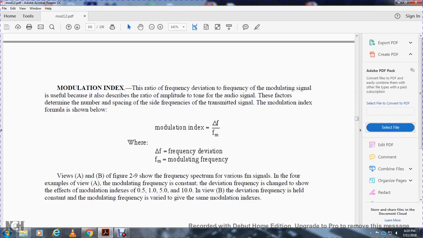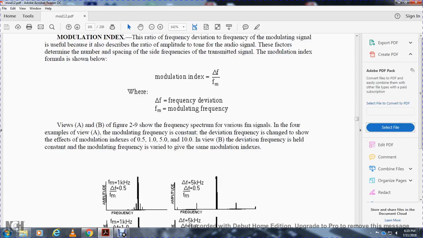Views A and B of figure 2.9 show the frequency spectrum varying with the signal. In view A, the modulating frequency is constant while the deviation frequency is changed to show the effect of modulation indexes of 0.5, 1, 5, and 10. In view B, the deviation frequency is held constant while the modulating frequency is varied, giving the same modulation indexes. Alright, so the modulation index is equal to the frequency deviation over the modulating frequency.